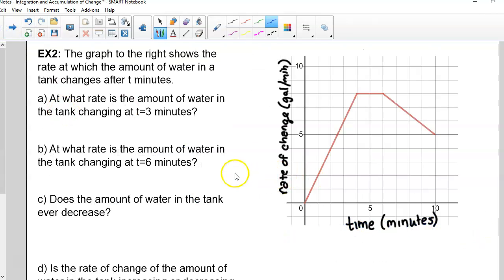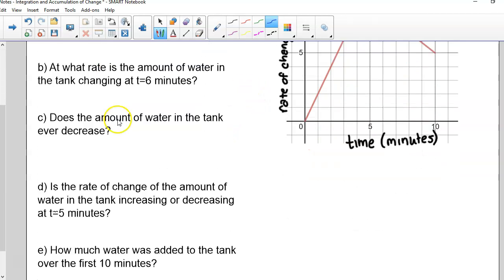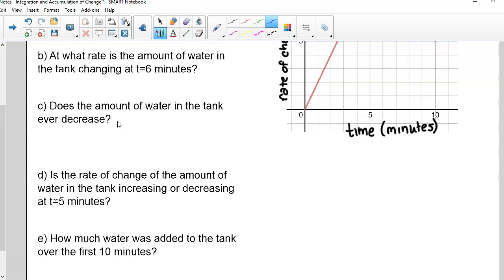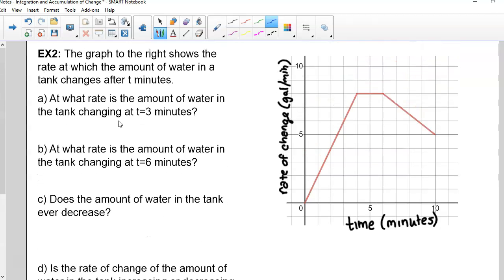Here's our next one. This is a similar situation, but this time the graph to the right shows the rate at which the amount of water in a tank changes after 2 minutes. So this is the rate that the amount of water is changing. I want you to look at the first 4 questions, because those are not really new things. Those are things that we can answer based on derivatives that we already know, or maybe not even derivatives. So answer those first 4 questions for me for a second, and then we'll talk about what we've got there.